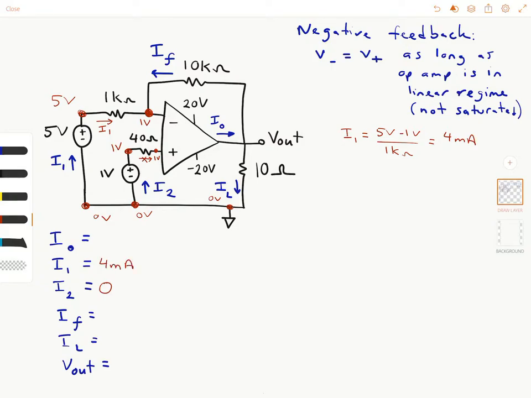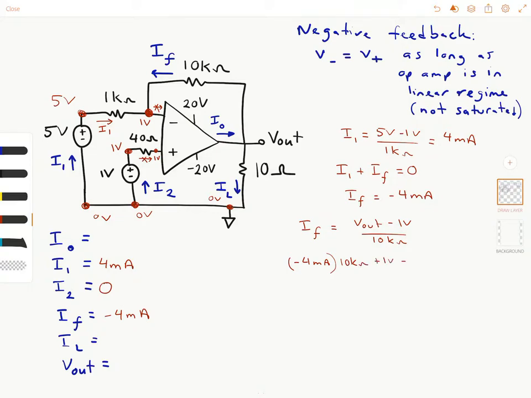4 milliamps. And we know that there is no current running into the input terminal of the op amp. Therefore, I1 plus IF equals 0. This makes IF equal to minus 4 milliamps. If you know IF, then you can also calculate V out, right? We have IF equals V out minus 1 volt divided by 10 kilo ohms. This is our Ohm's law. So that means minus 4 milliamps times 10 kilo ohms plus 1 volt equals V out.